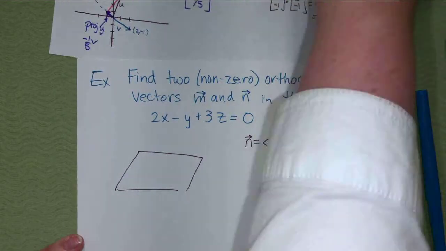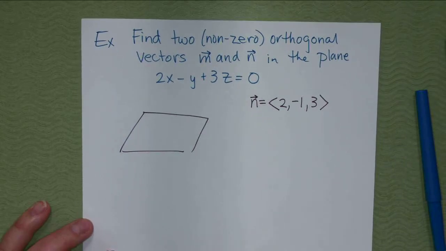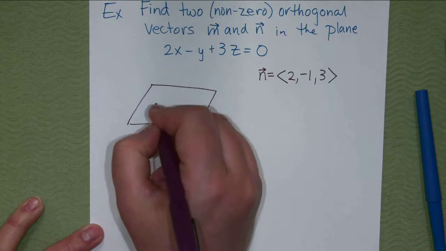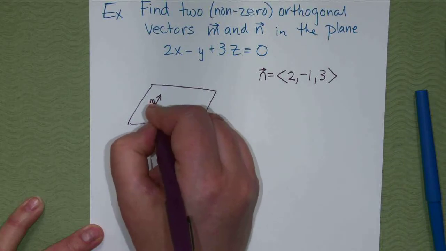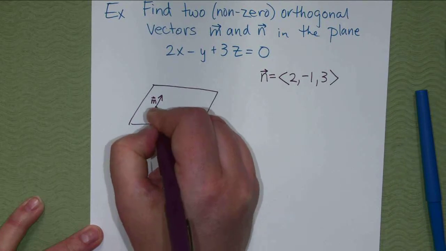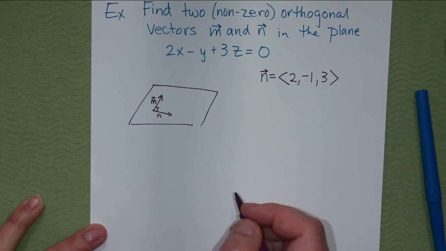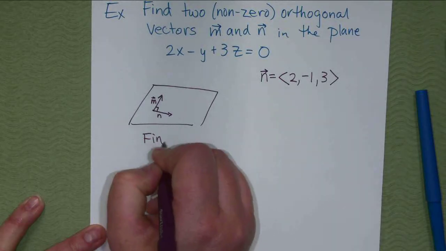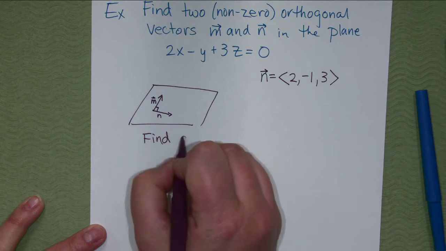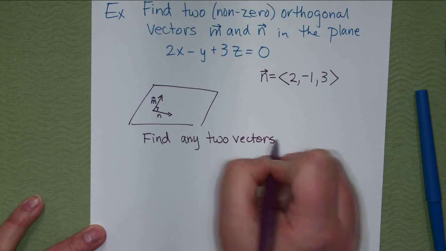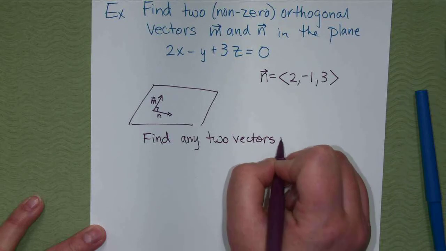But let's say, how do we find any vectors in the plane? What we want is m and n so that they're orthogonal. So let's find one vector in the plane, and then we're going to find the orthogonal vector to it. Does that make sense? So first find any two vectors in the plane.